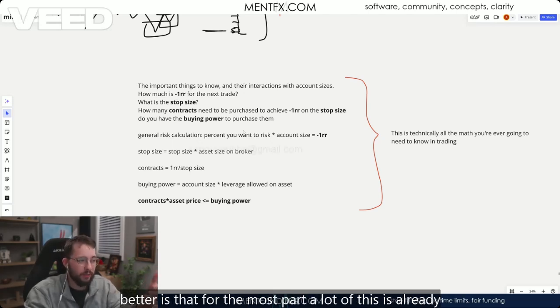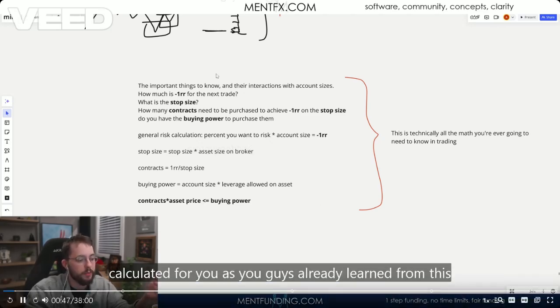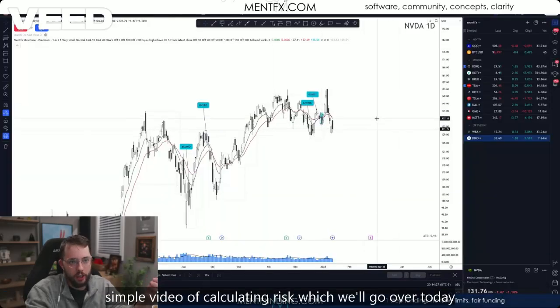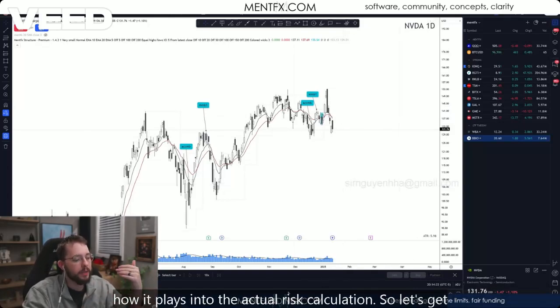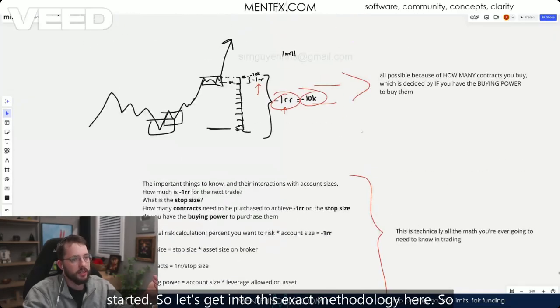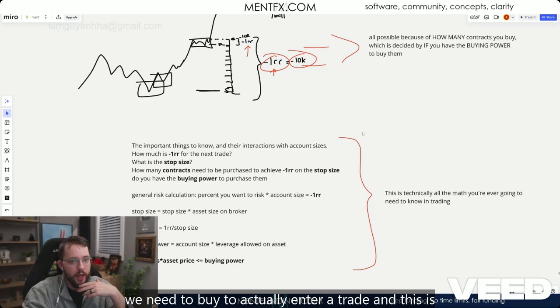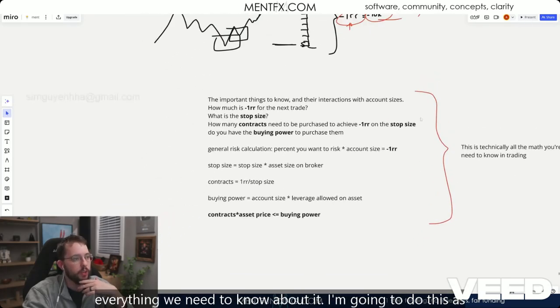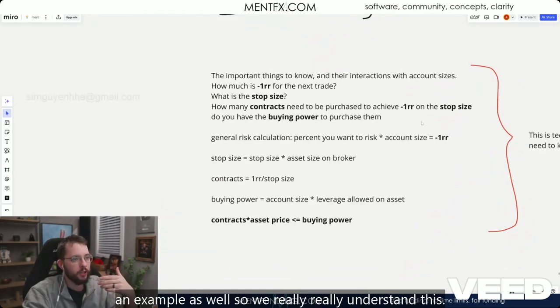But this is the entire calculation that you need to be able to do or understand to do this yourself. And what's even better is that for the most part, a lot of this is already calculated for you, as you already learned from the simple video of calculating risk, which we'll go over today as well. I'm going to show you this simple version and how it plays into this exact methodology here. So again, the main thing we want is to know how many contracts we need to buy to actually enter a trade. And this is everything we need to know about it.